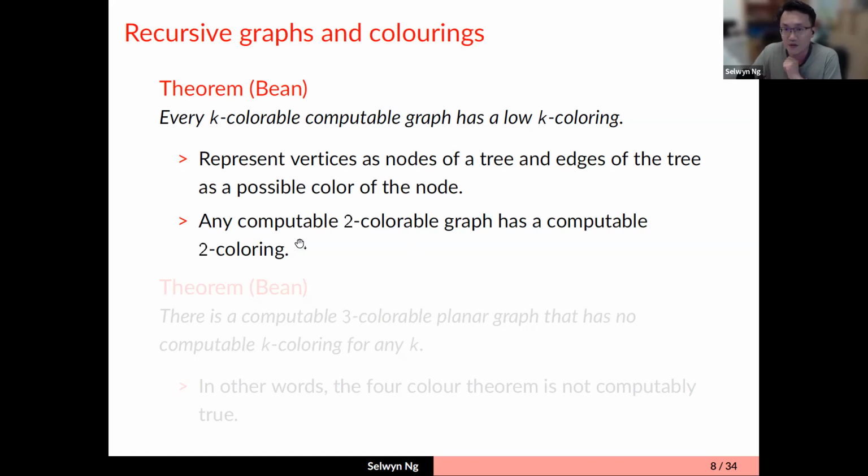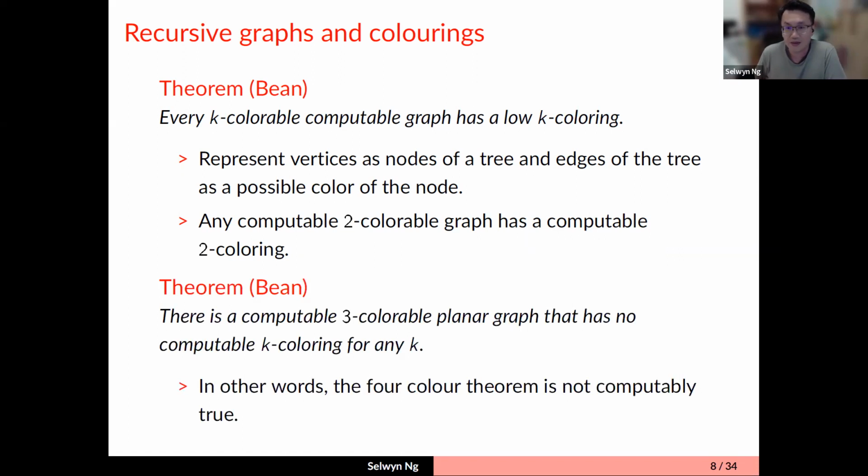And obviously, any computable two colorable graph has a computable coloring, because you can just start with a node and then you color all of its neighbors a different color, and then all of the neighbors are like the first color, and so on. And you should not run into trouble as you color the rest of the graph.